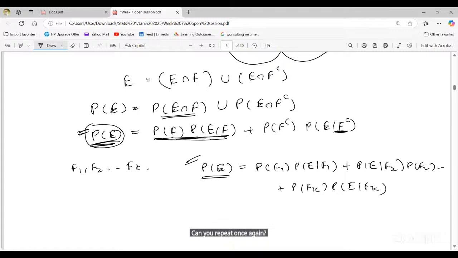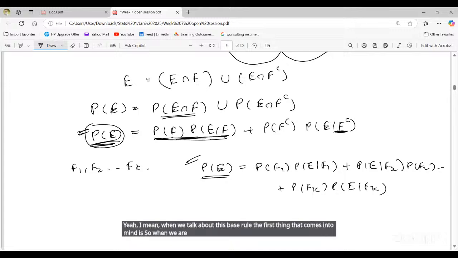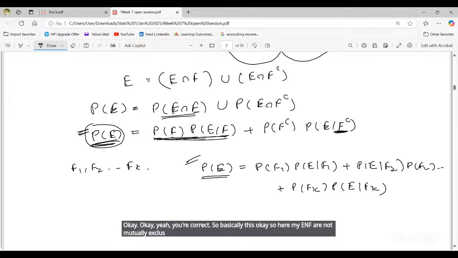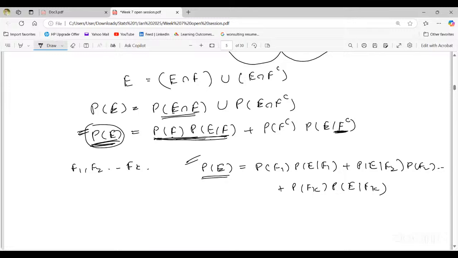When we talk about this Bayes rule, the first thing that comes to mind is that when we are talking about E and F being independent events, there would be no element in E intersection F. So E intersection F would be a null set, right? Okay, yeah, you're correct. So here my E and F are not mutually exclusive actually. But then how are you writing the second term?